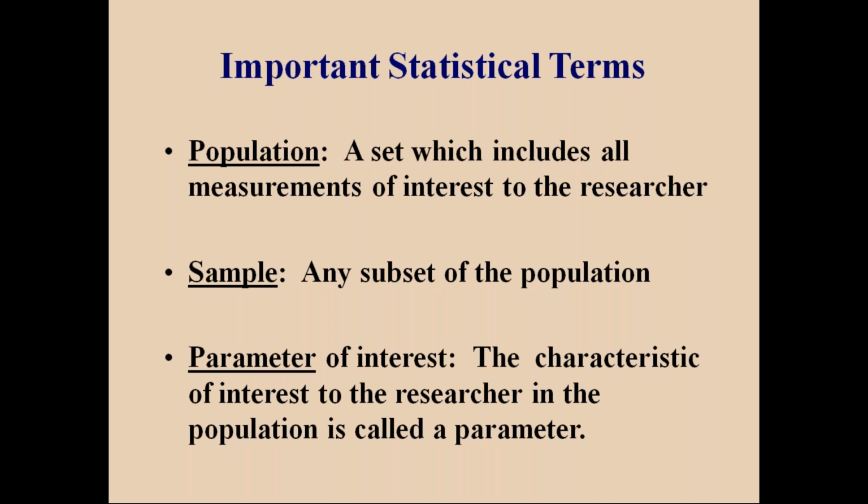Sample: any subset of the population. We take one part of the population, that is a sample. The third point is parameter of interest. The characteristic of interest to the researcher in the population is called a parameter. You got the point?